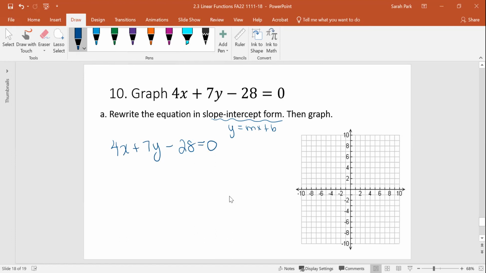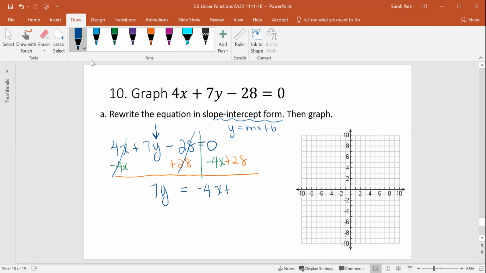To get it into slope-intercept form, you want to rewrite it so that the y is by itself on the left-hand side. So to do that, we're going to subtract the 4x on both sides of the equation, and you're also going to add the 28 on both sides. What that helps us do is cancel the 4x and the negative 28 on the left. And in our second step, we got 7y equals negative 4x plus 28.